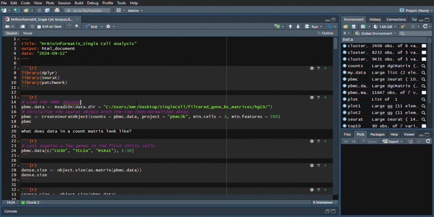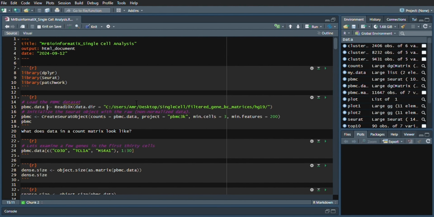Now let's load our data and create our scRNA-seq object. The data is PBMC, which stands for Peripheral Blood Mononuclear Cells. This type of data typically refers to a collection of blood cells that are extracted from the peripheral blood of a person. So here we created a variable of the data called pbmc.data.